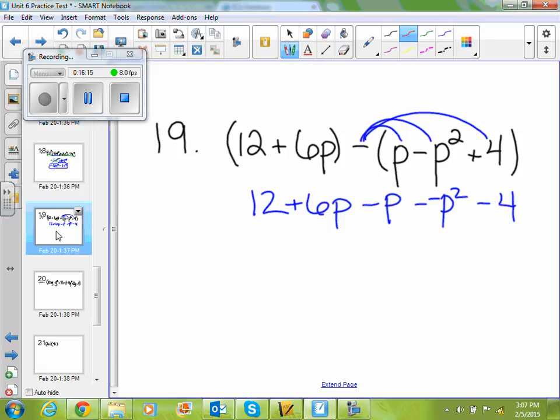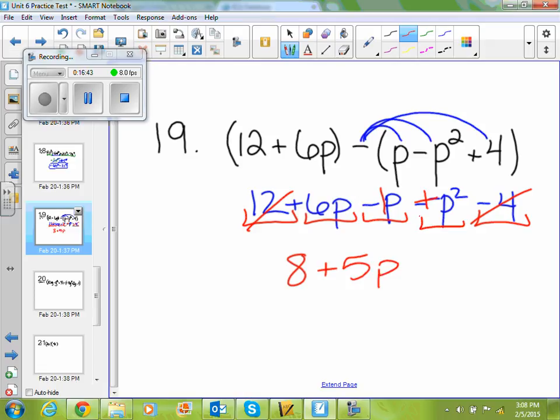Alright, well, let's write it down so we can get it right on Monday. Alright, what does minus and negative become? Positive. Okay, so what can I combine with my 12? Negative 4. 12 minus 4 is 8. Okay, what can I combine with the 6p? Negative. So 6 minus 1p is 5p. What can I combine with my p squared? Nothing, so it comes straight down.